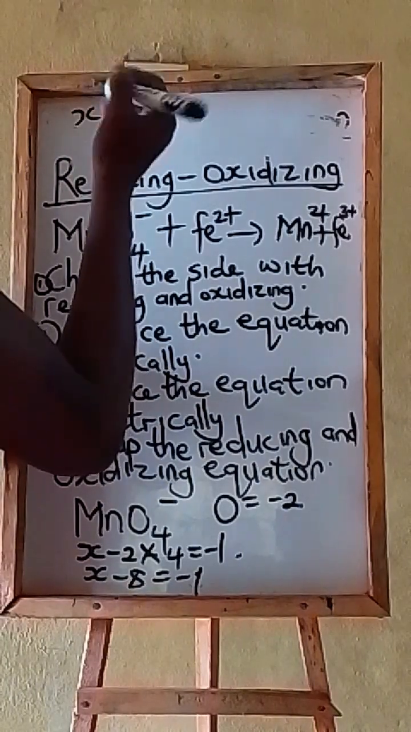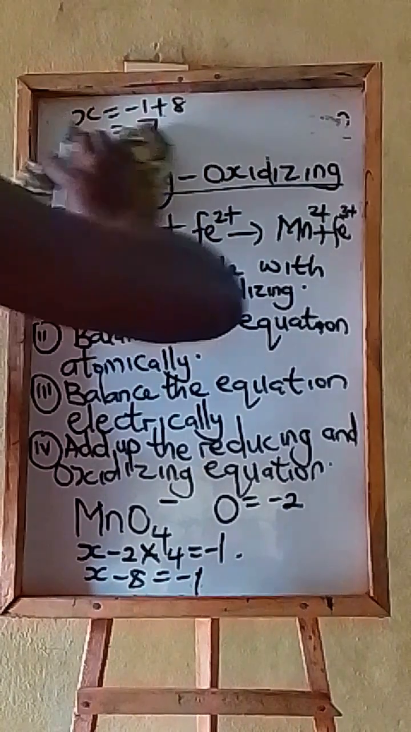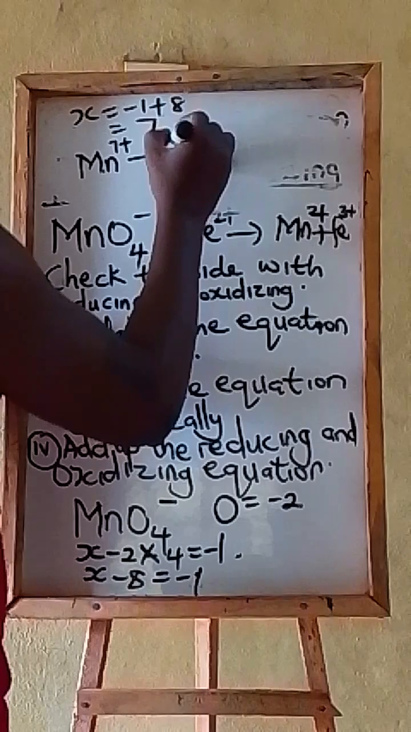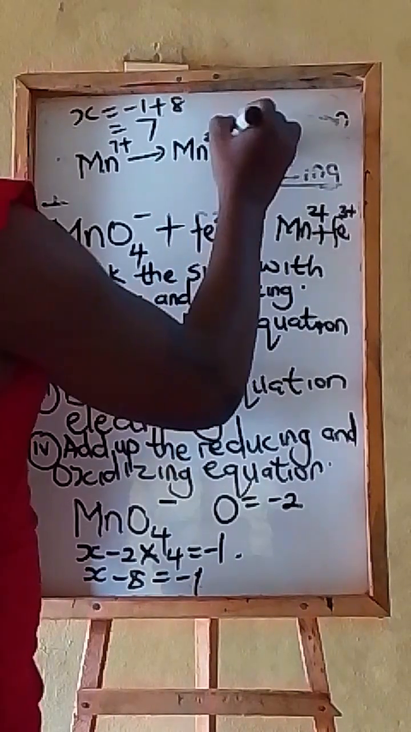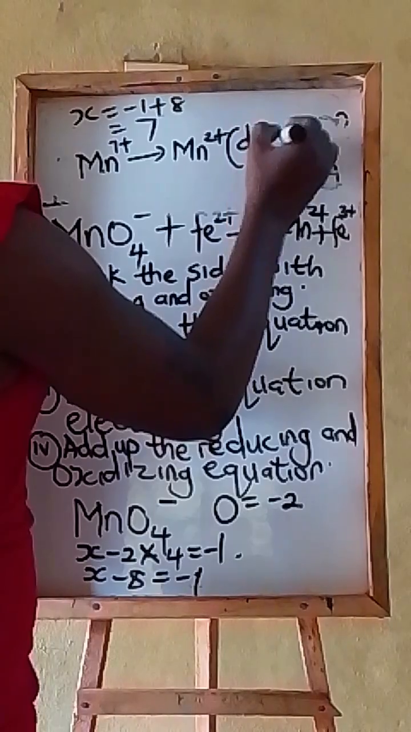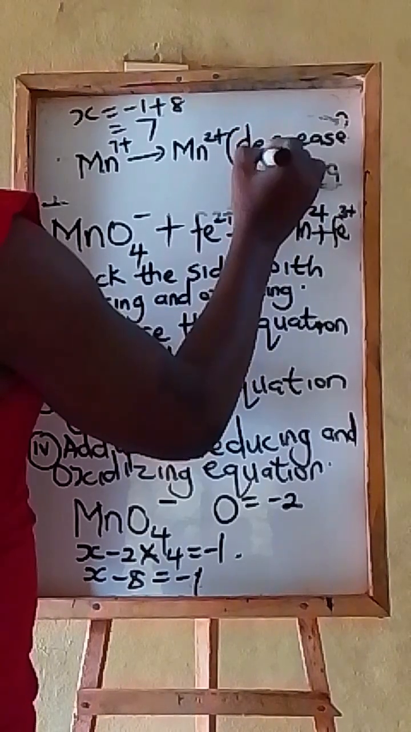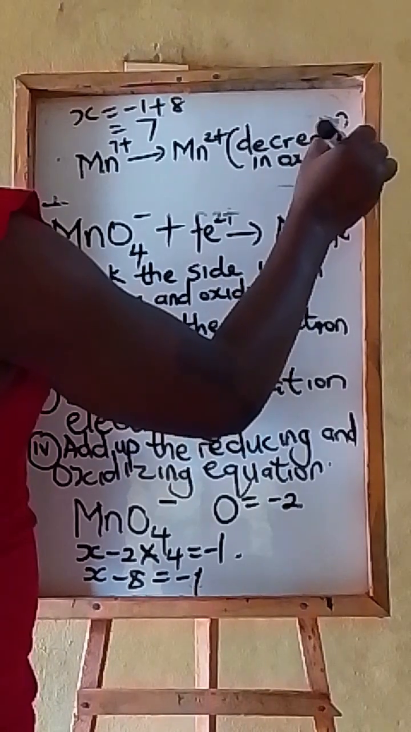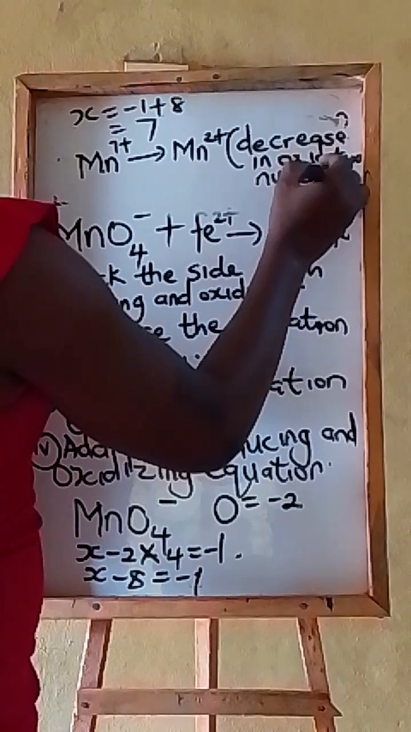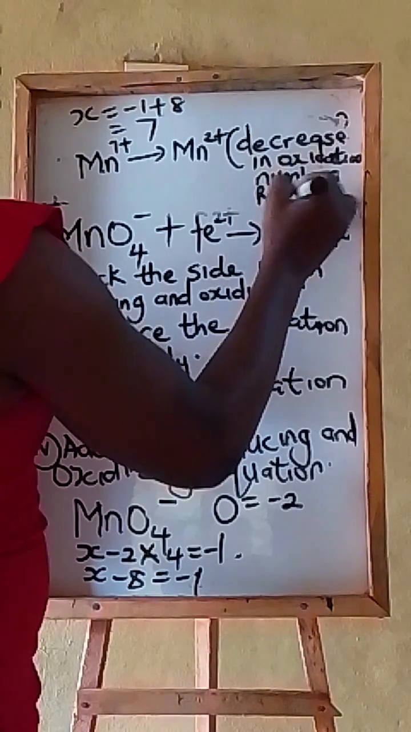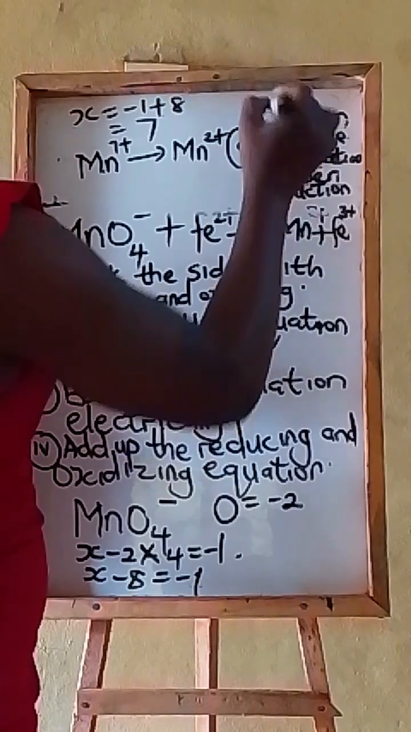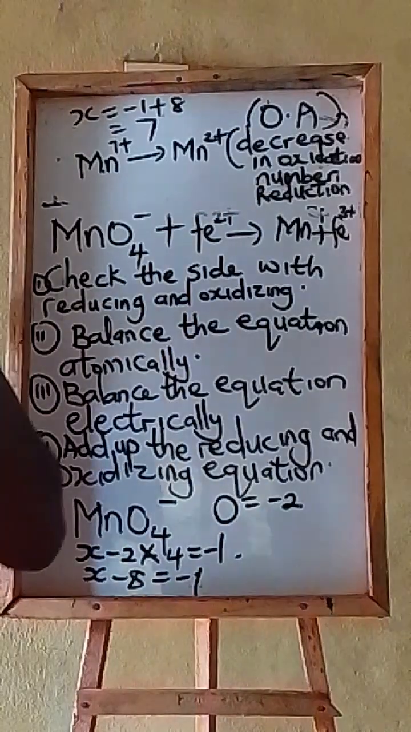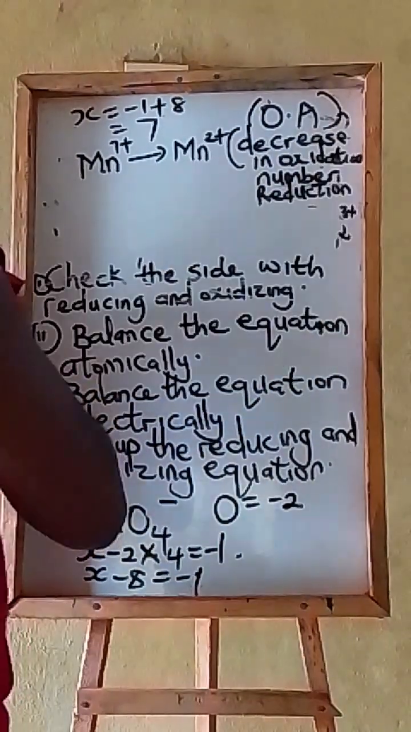We move to the next one. After you've calculated that, you now let them know we have from Mn7+ to give us Mn2+. That is a decrease in oxidation number, and a decrease in oxidation number is reduction. It is reduction, but we also call it oxidizing agent.